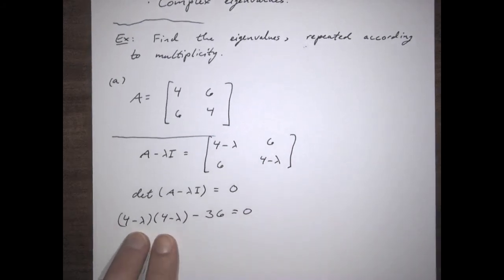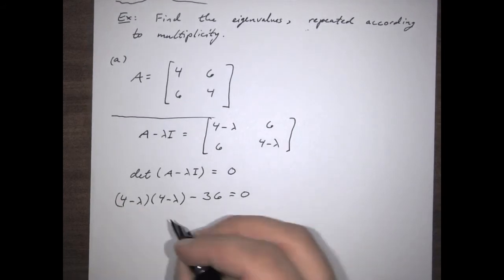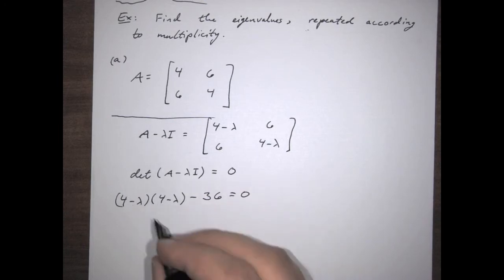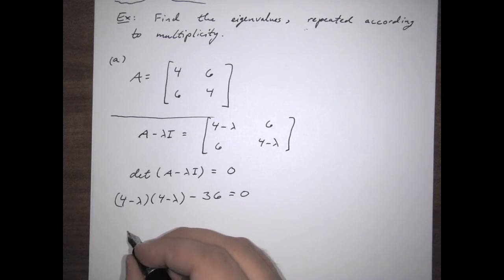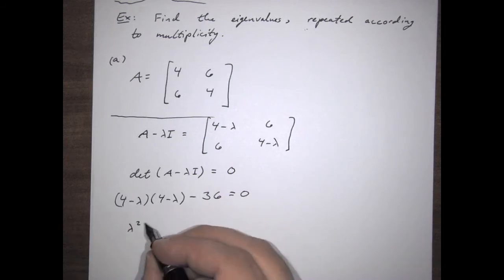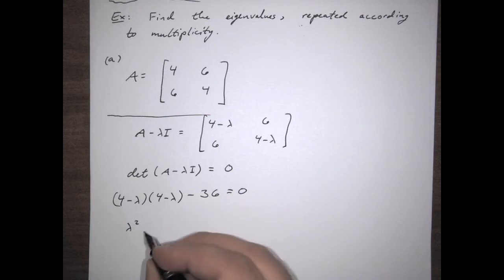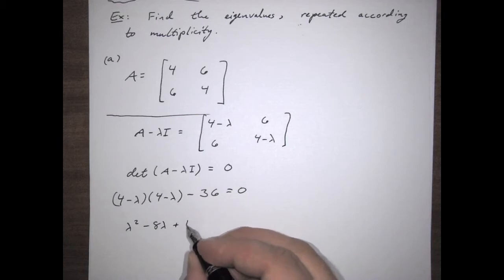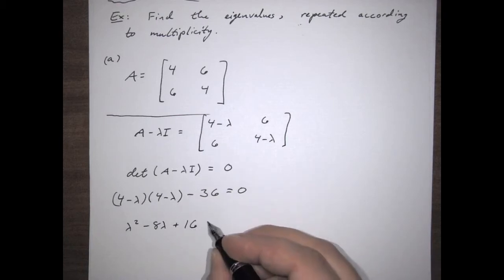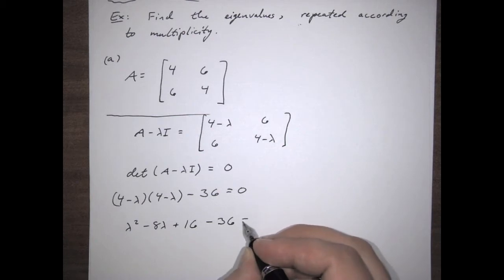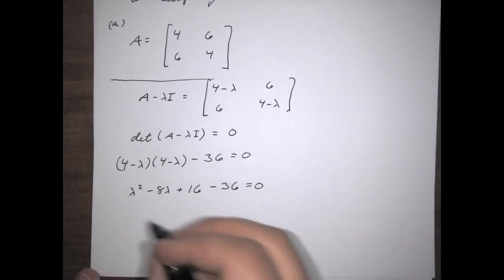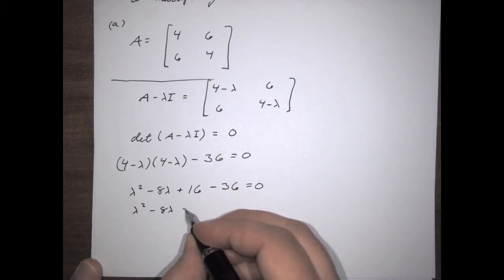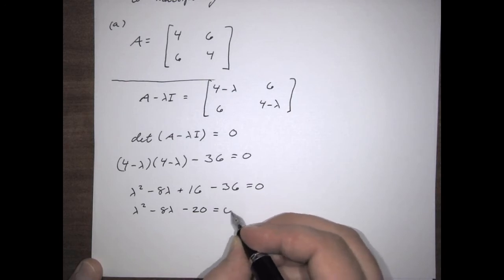With these, I personally find it more convenient to FOIL this basically backwards. So lambda times lambda is lambda squared. We have negative 4 lambda, so minus 8 lambda. And then we have plus 16. And then minus 36 equals 0. And what we get is lambda squared minus 8 lambda minus 20 equals 0.